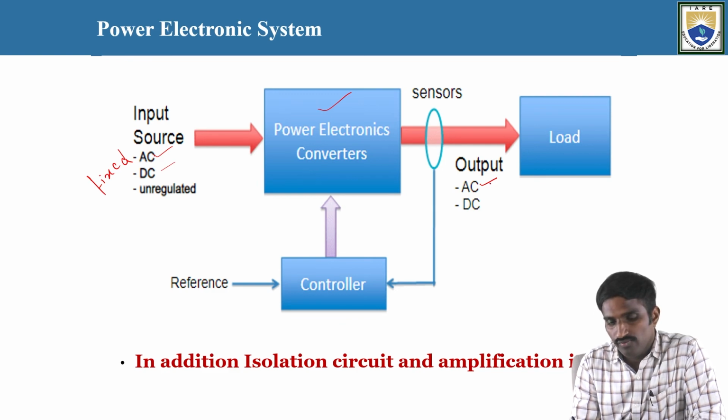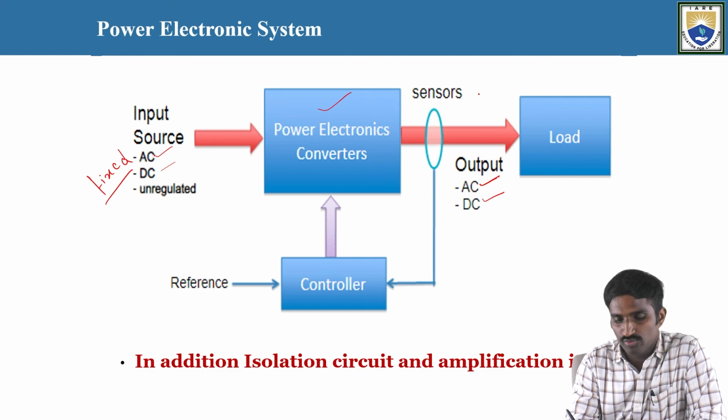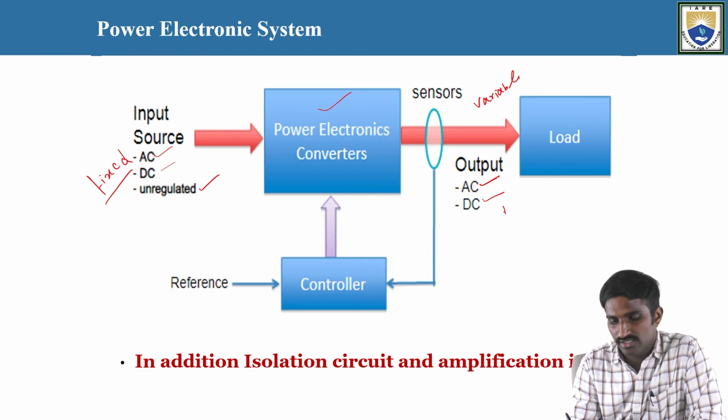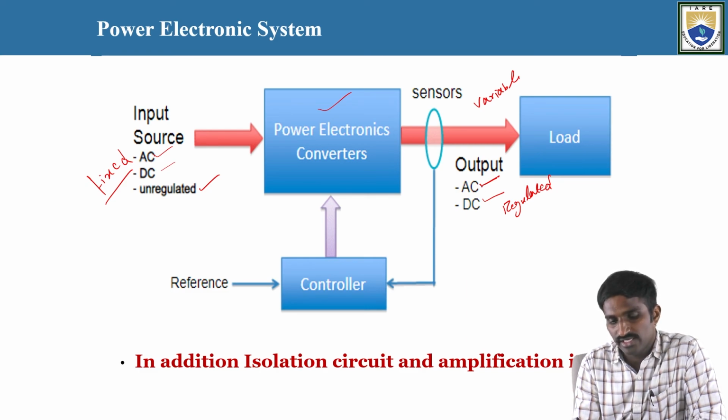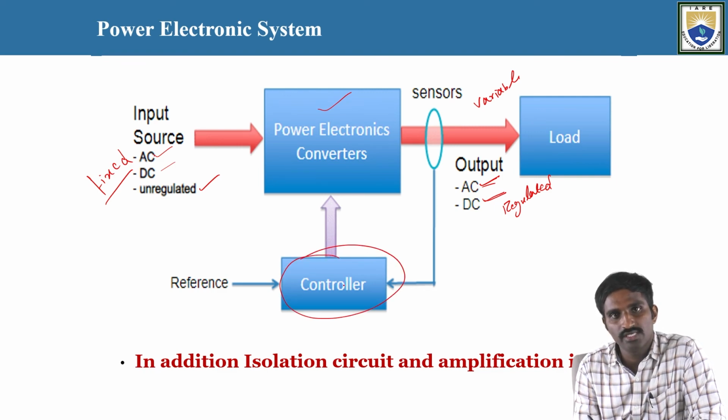Then how can we regulate these AC or DC supplies? Because as we discussed, in every power electronic converter the input is fixed and the output is variable, which means this is the unregulated and this is the regulated power supply, right? Then how can we regulate this AC or DC? By using a controller. So the controller is required.